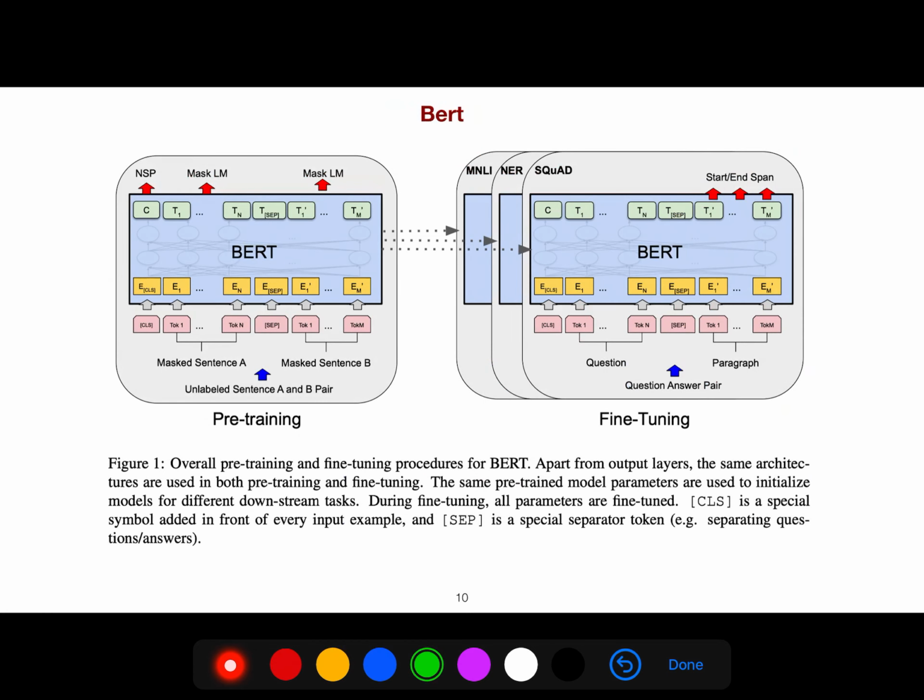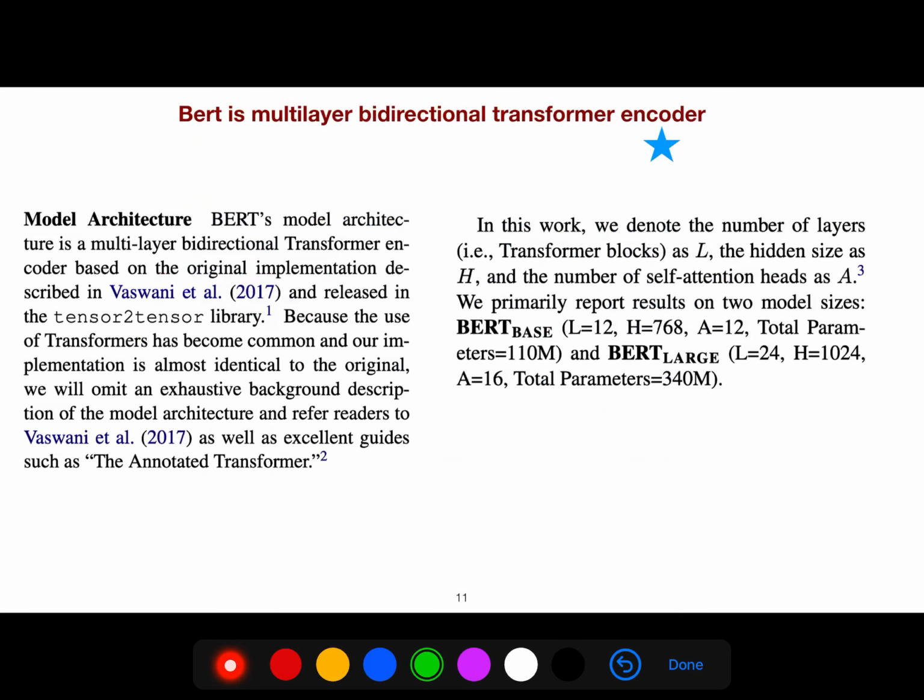So this is BERT. First, with pre-training, as I said, for example, you omit some token, for example token 2, and you predict what is the probability of it occurring. And then for fine-tuning, you use different tasks, for example, the SQuAD dataset for question answering, named entity recognition, and so on.